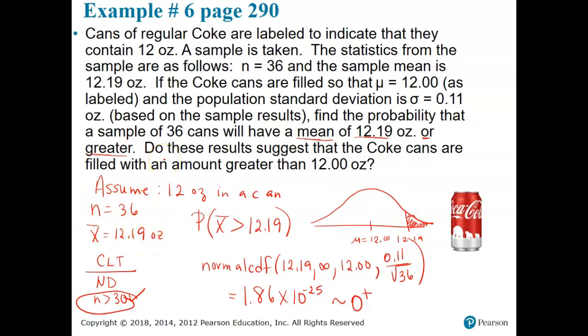Okay, so I have two scenarios to explain this. One is that we picked that very rare event where we did get the one sample that had a mean of 12.19, even though it was very, very unlikely that that would happen. We just happened to get lucky and get the one that did. Or a more reasonable explanation is that, in fact, our assumption is not true and that maybe each can actually has a little bit more than 12 ounces in it, so that when we take this sample, we get a mean that's a little bit higher than 12.